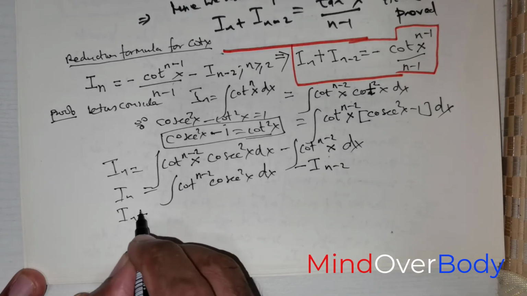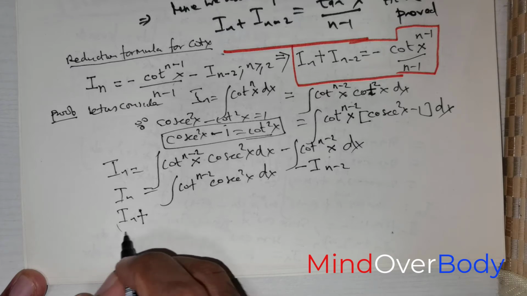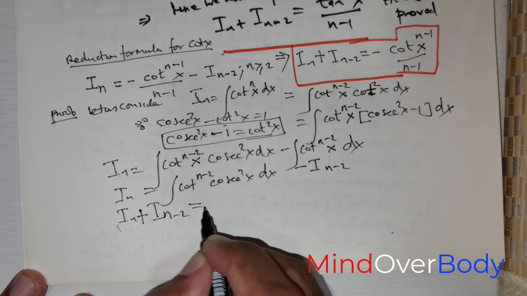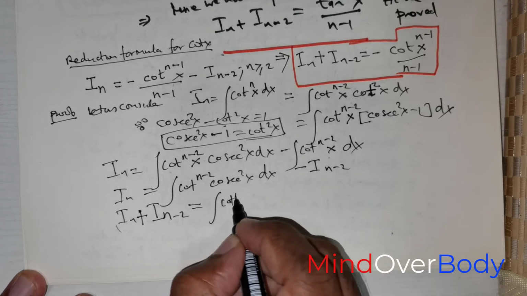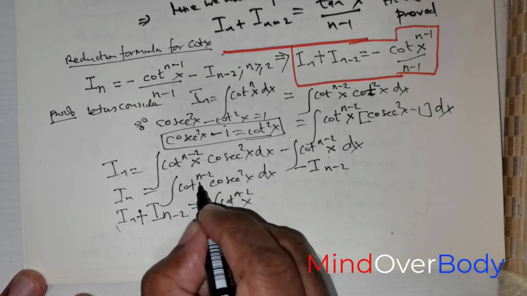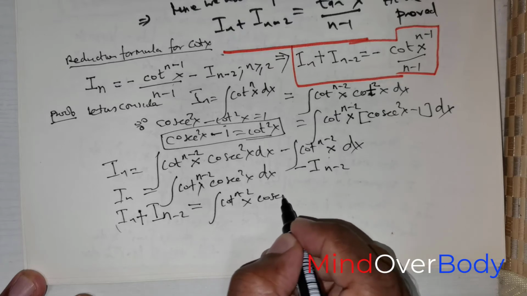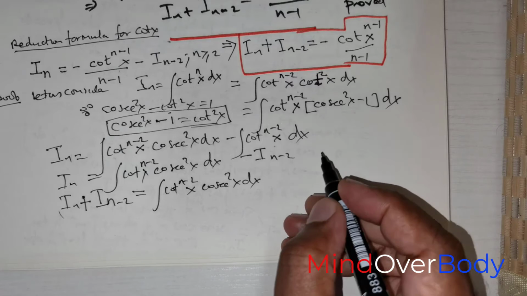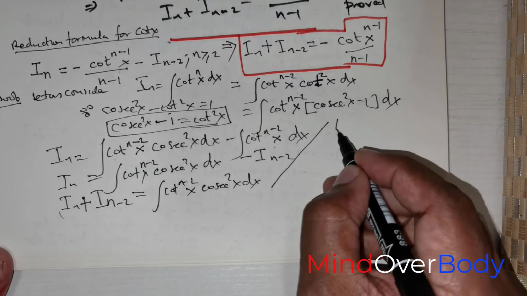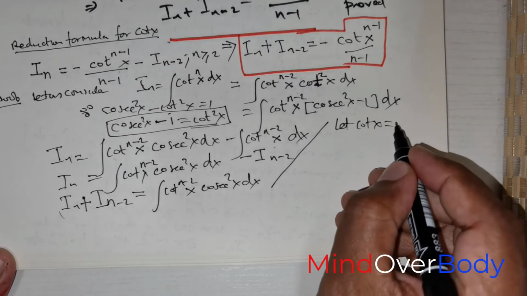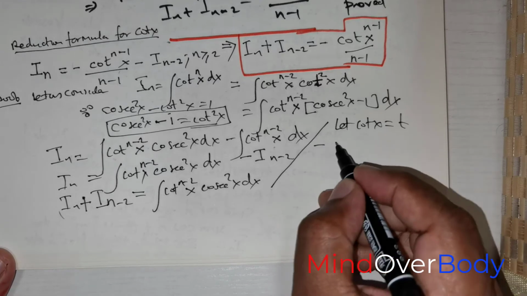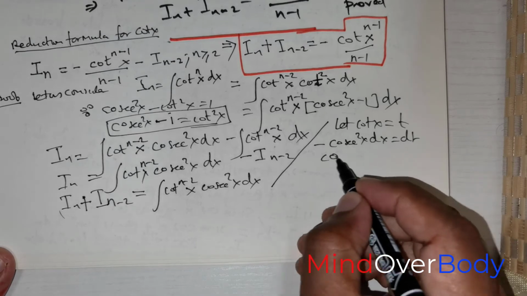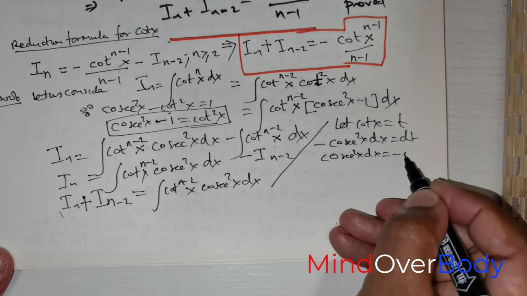This is going to be I_n plus I_(n-2) is equal to the integral of cot^(n-2) x times cosecant squared x dx. Now I'm substituting here: let cot x be equal to some t. If I differentiate this, negative cosecant squared x dx is equal to dt. So cosecant squared x dx is equal to negative dt.